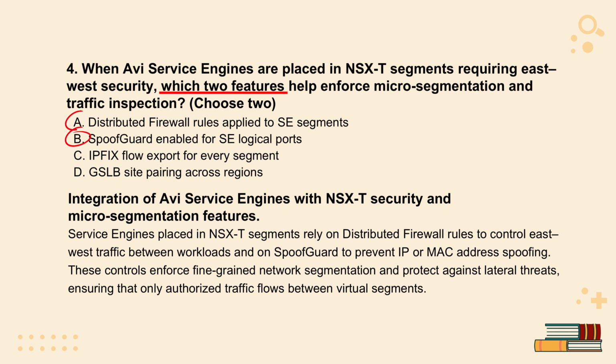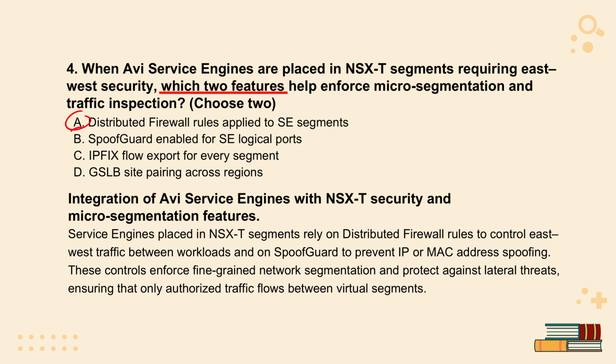So the NSX-T distributed firewall is, well, distributed. It enforces rules right at the virtual NIC of every workload, including the Avi service engines. This lets you create really granular policies. You can say, okay, web servers in this segment can talk to app servers in that segment on specific ports, but nothing else. And that includes traffic flowing to or from the service engines themselves. It enforces microsegmentation. So preventing lateral movement?